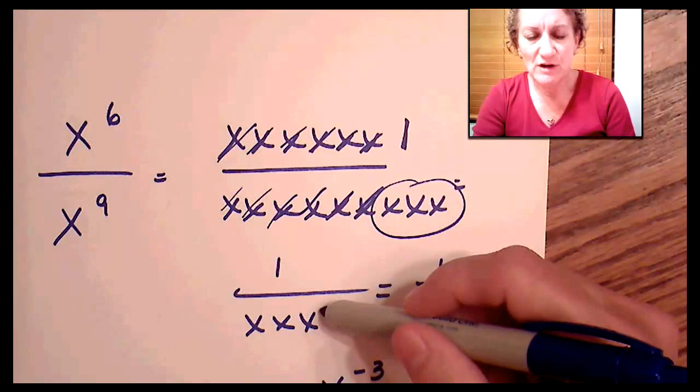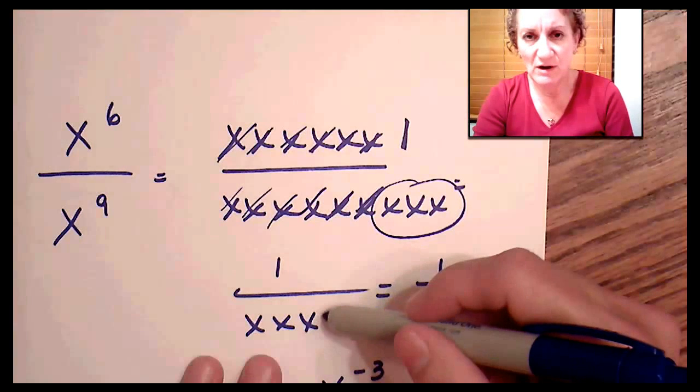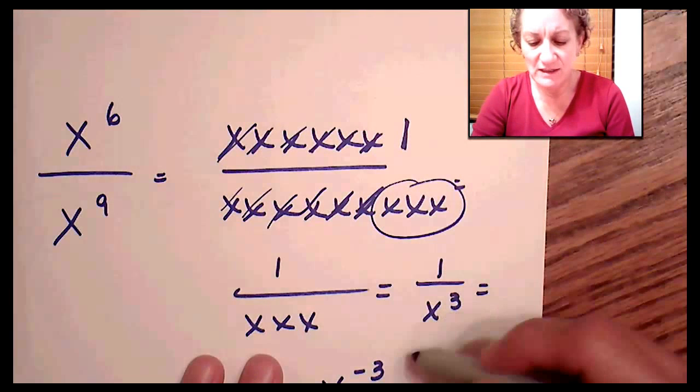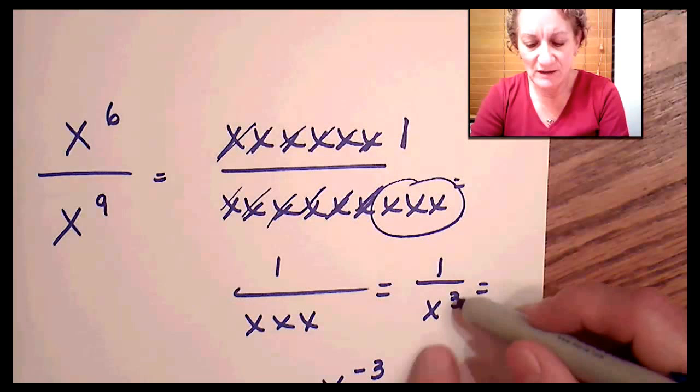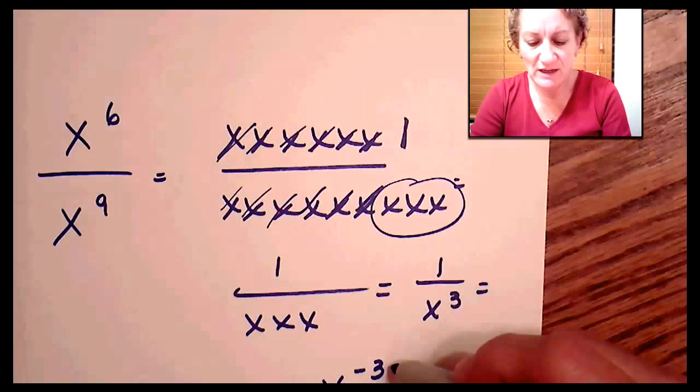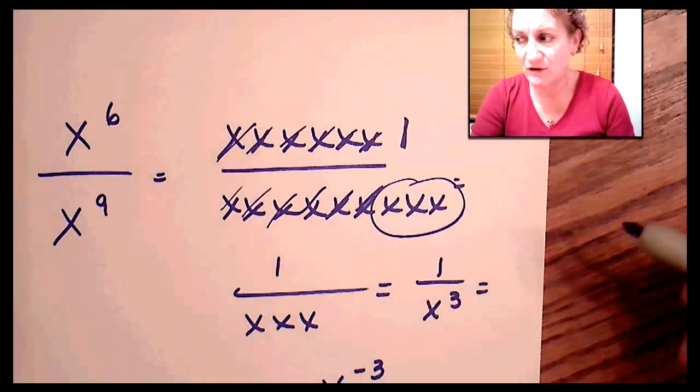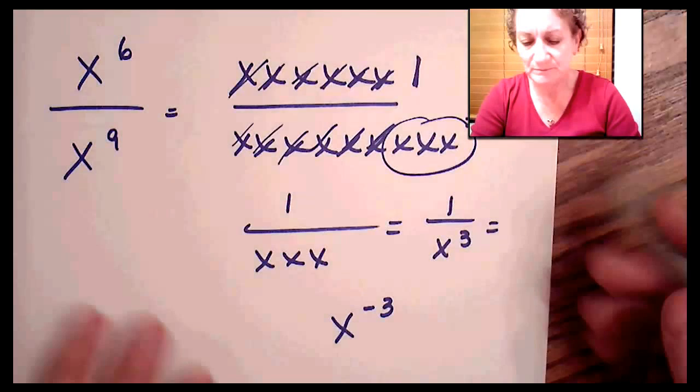And if you remember what we talked about a minute ago, when the x's are on the wrong side of the line, moving it to the other side of the line makes it change signs. So 1 over x to the third is the same thing as x to the negative third. Exactly the same answer.